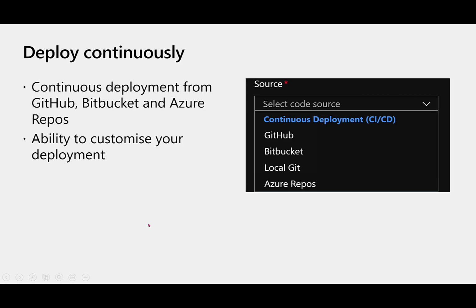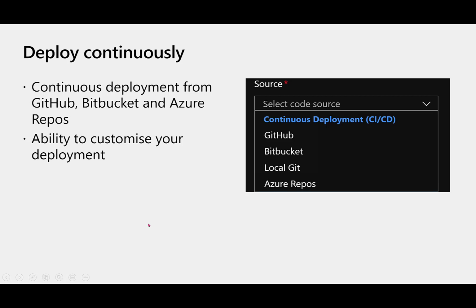So Azure App Service enables continuous deployment from GitHub, it enables deployment from Bitbucket, and you have got Azure Repos, which you can use for deploying continuously. So you will be pulling the latest updates as you check in or push your code and then deploy that to your Azure App Service.